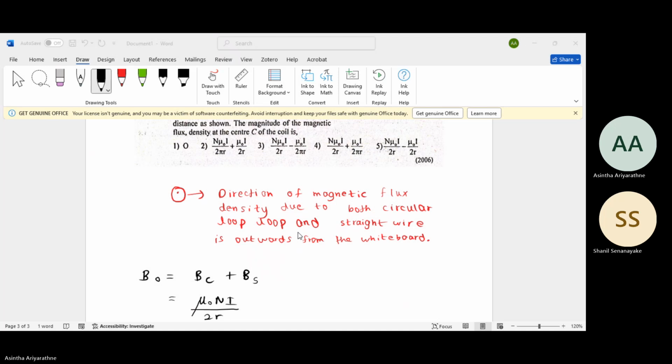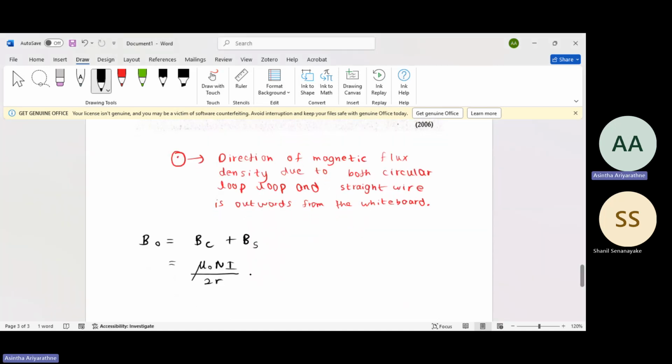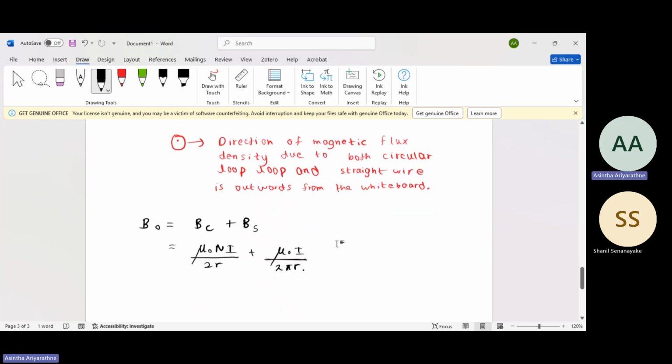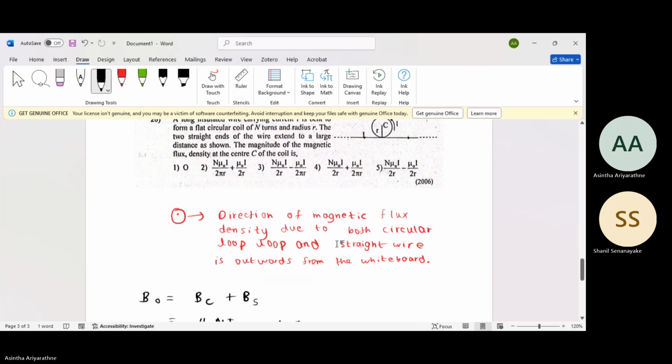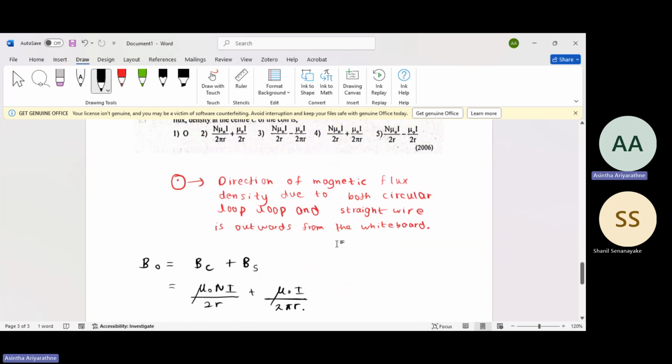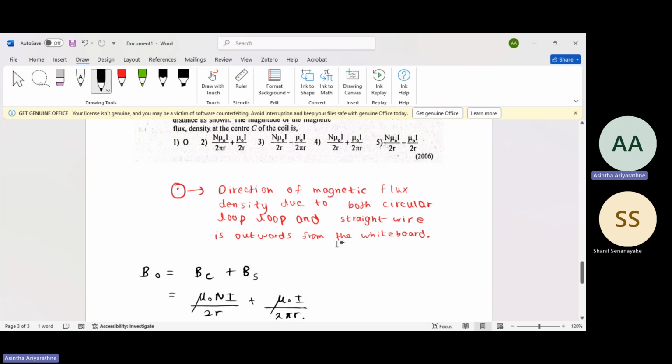Then due to the straight current carrying conductor, it is mu naught I over 2 pi R. And so this is the answer. Since they are in the same direction, we can add them. So what is the correct answer? The fourth one.